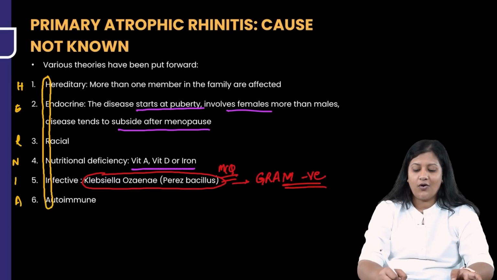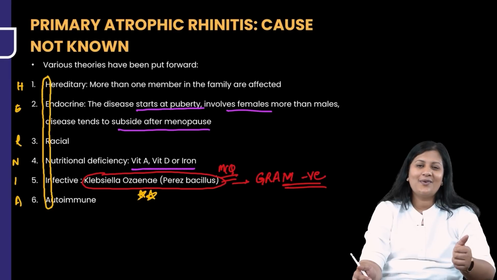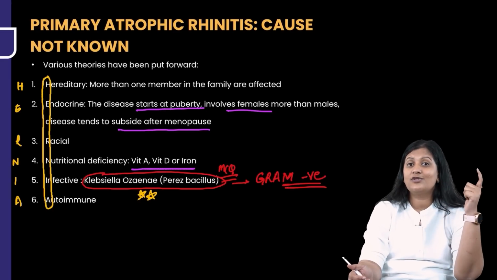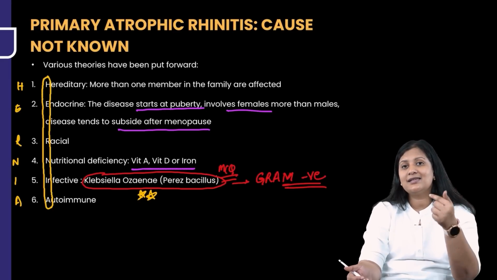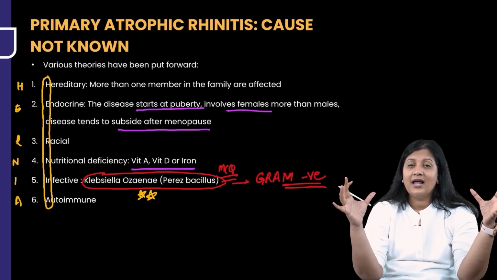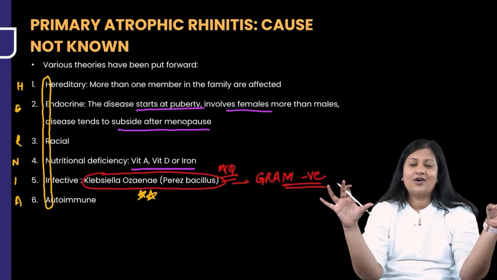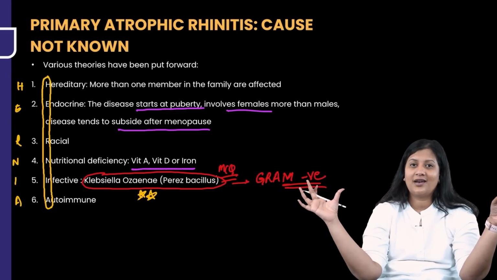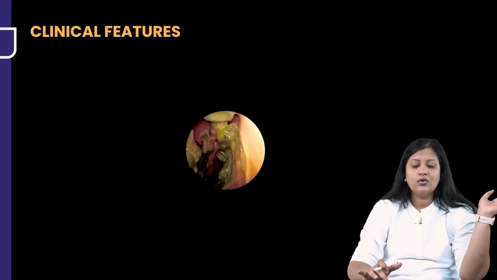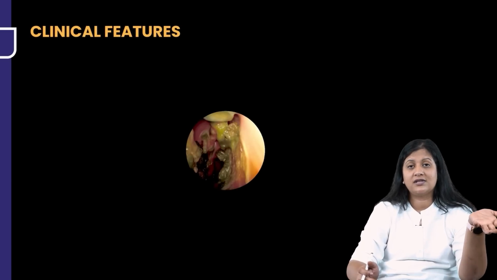Please remember the organism, which is Klebsiella ozaenae, also called Perry's bacillus. Klebsiella rhinoscleromatis, which we studied in rhinoscleroma, was Frisch bacillus. This is Perry's bacillus. Both of them are gram negative. Klebsiella rhinoscleromatis will cause rhinoscleroma. Klebsiella ozaenae will cause primary atrophic rhinitis. So once you know the causation of primary and secondary atrophic rhinitis, let's go into the clinical features.